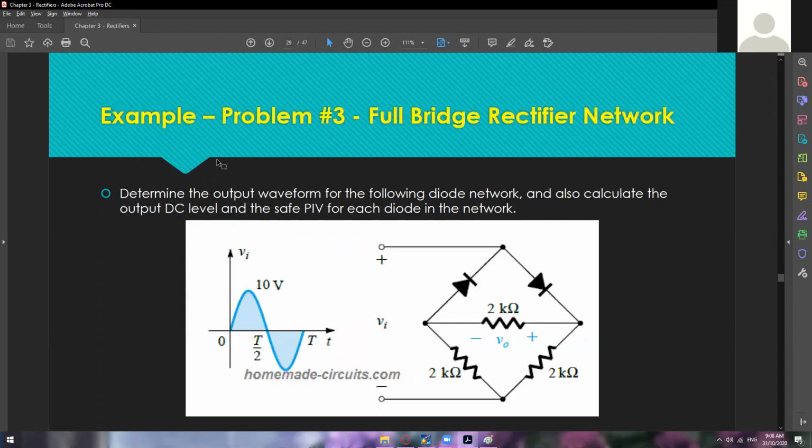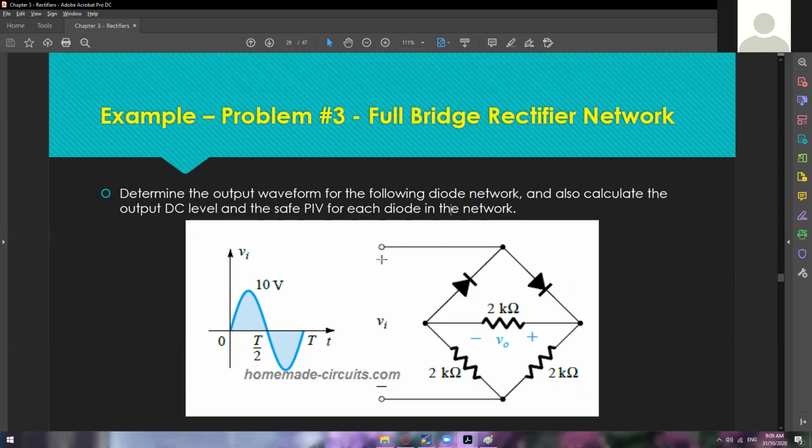Right? So let's have another example. Problem number 3, which is a full bridge rectifier network. Determine the output waveform for the following diode network and also calculate the output DC level and the safe PIV for each diode in the network. So we have here a V sub M of 10 volts. And as you can see right here, it will pass through one diode only. Before we had 4 diodes, but right now we have 3 resistors and 2 diodes.